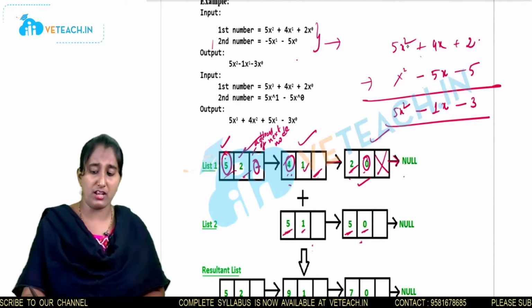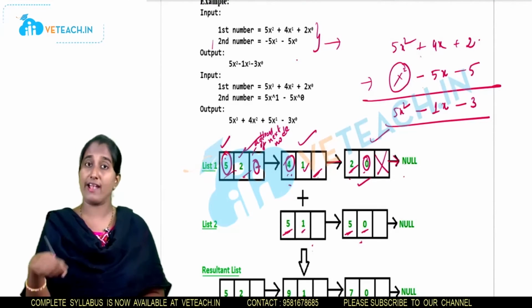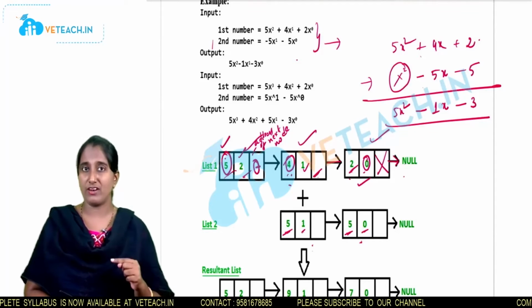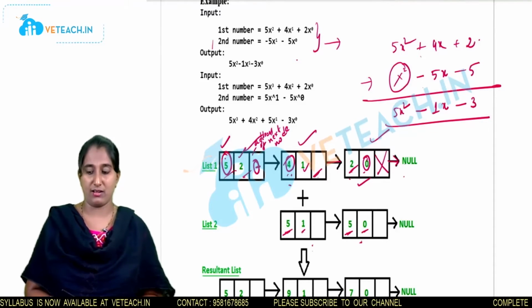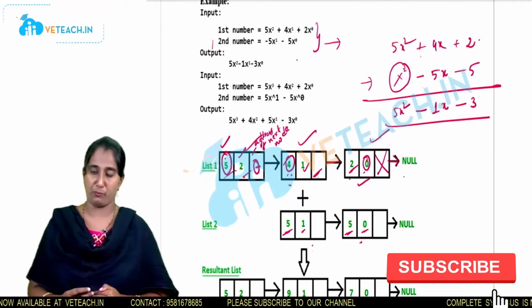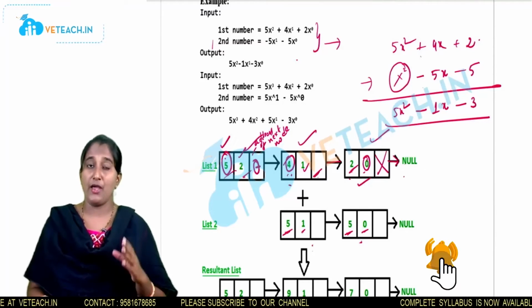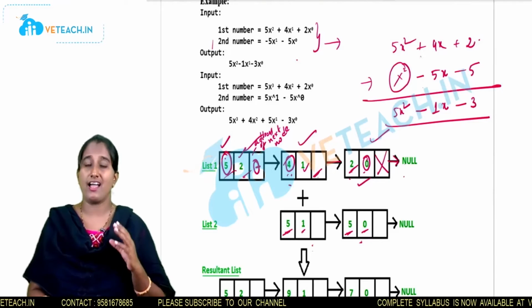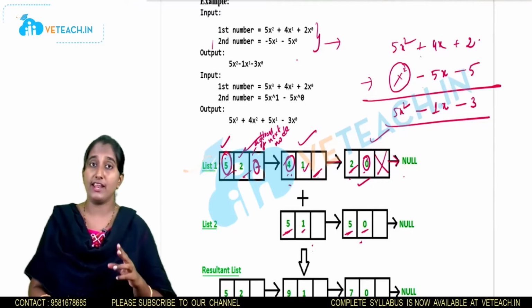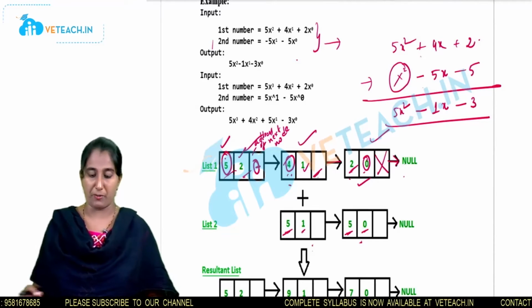If there is no coefficient part, I mean there is no exponent part in the second list among the two lists, the one which doesn't have the exponent part, we should carry the same to the output. Okay, so what we need to do is, first of all we should check the highest exponent field among the two polynomials. Then we should perform the addition operation.